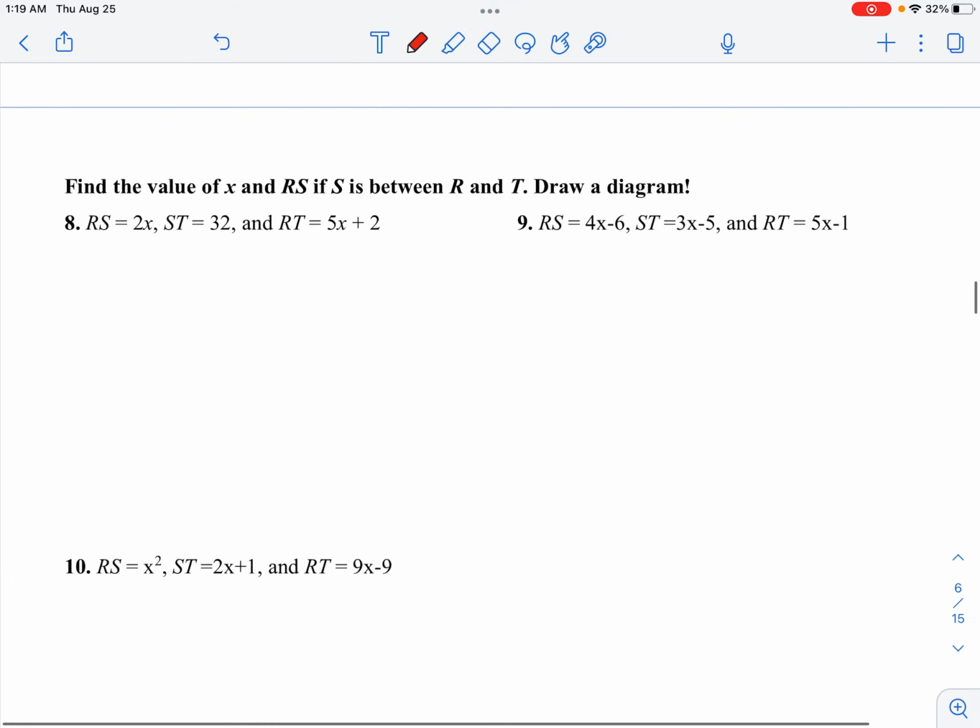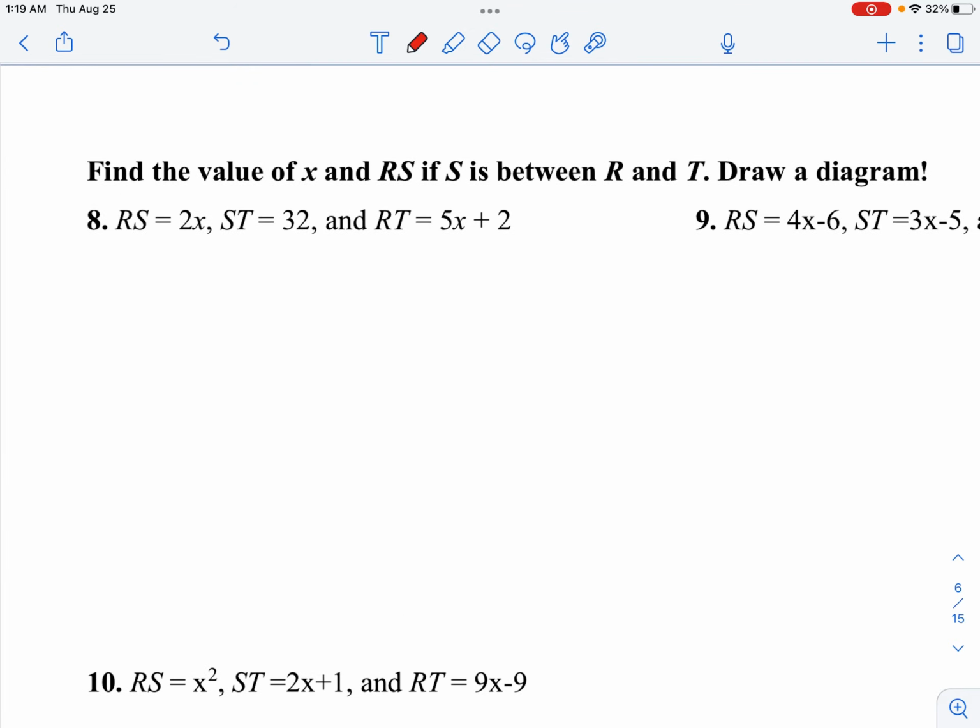Here's where I wanted to do 8 and 10. So even though this last one was 7, we got to do a little bit of extra. We have to draw the diagram for sure, and that I would definitely recommend. Anytime you don't have a diagram, draw the diagram and try to piece it together as best as you can. Now, find the value of X and RS if S is between R and T. So every single time we're going to do this, R, we have T, and then S is in the middle. S is not necessarily perfectly in between it, and we have to find out the value.